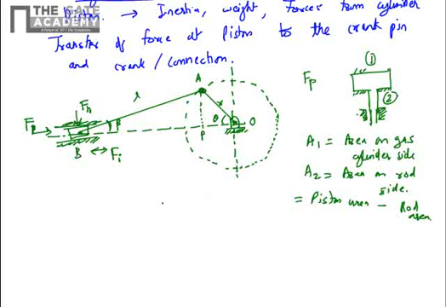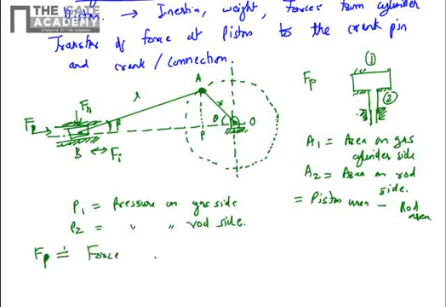Let's say P1 is pressure on gas side and P2 is pressure on rod side. Then Fp, the force due to gas pressure, will be P1 A1 minus P2 A2. P2 multiplied by A2 simply.